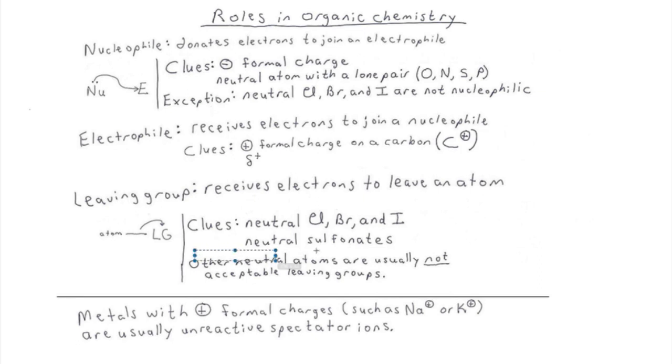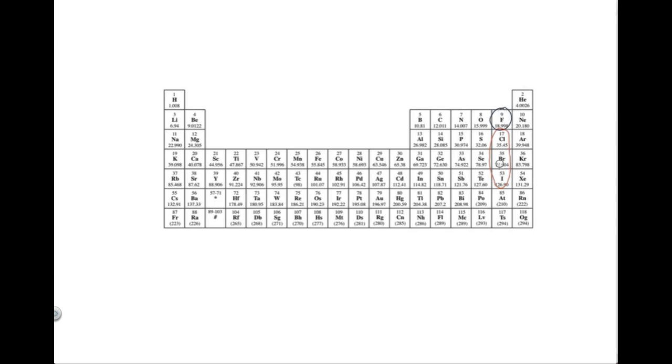But what about neutral fluorine? We haven't learned anything specifically to tell us that that's a good leaving group, so no. We should assume here that neutral fluorine is not an acceptable leaving group. Neutral atoms are usually not acceptable leaving groups, unless you specifically learn otherwise. Neutral fluorine is in the same column of the periodic table as neutral chlorine, bromine, and iodide. Nevertheless, neutral chlorine, bromine, and iodide are good leaving groups, and neutral fluorine is not an acceptable leaving group.